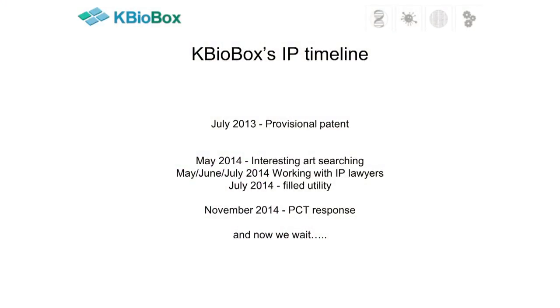So it gets you a timestamp, essentially. It's a bit more complicated than that, but I'll leave that to the IP lawyers. It's the rough idea. And then I purposely left that big gap there. The reason I left that big gap there is because between July of 2013 and essentially May of 2014, we did nothing with our IP, and that was a massive mistake.